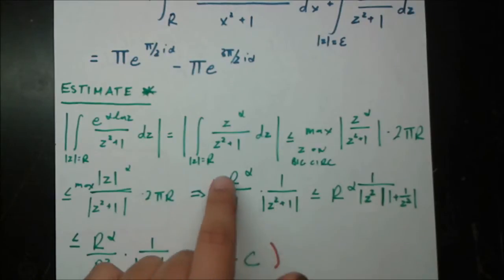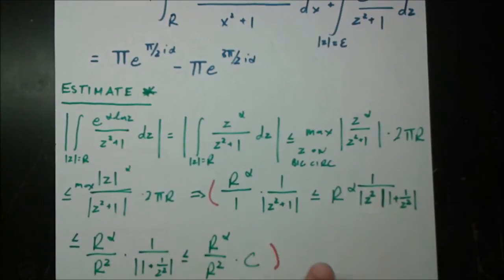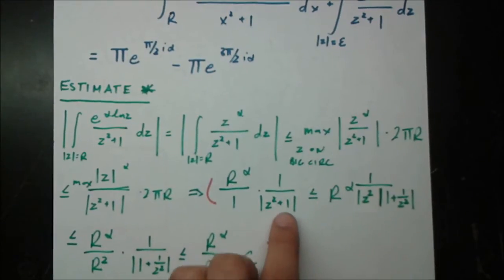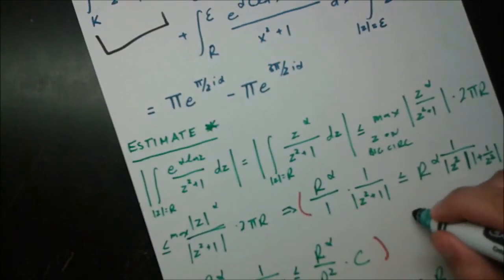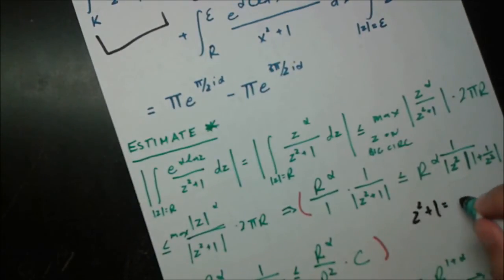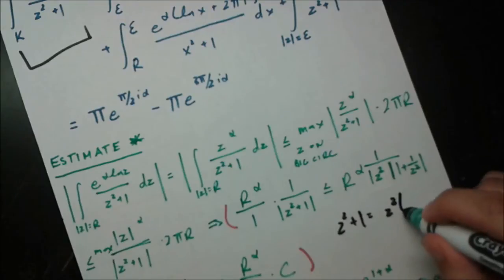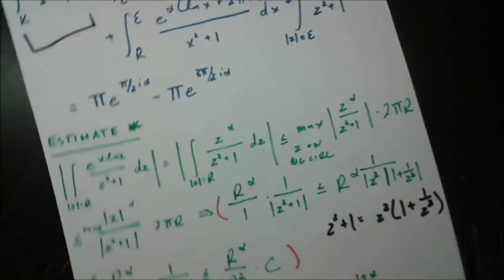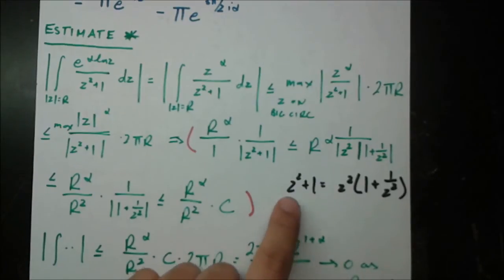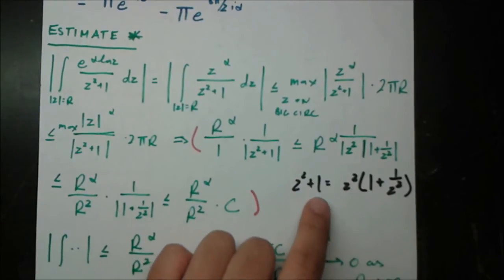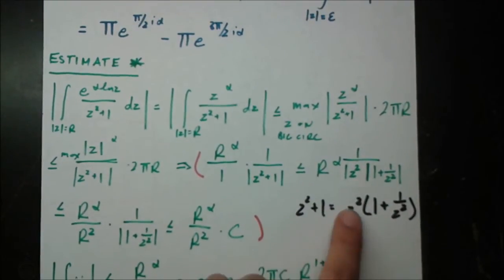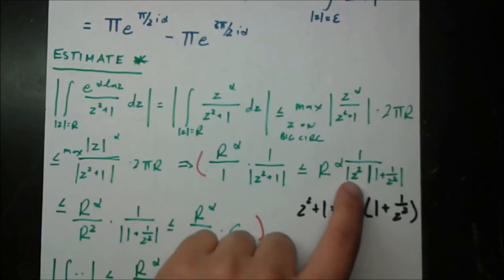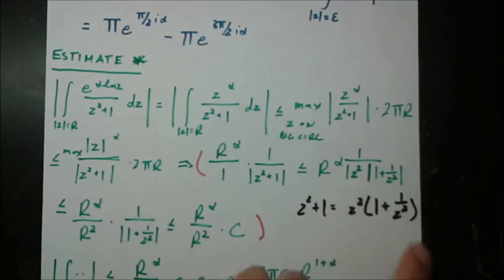This is less than or equal to, again, this r to the power of alpha remains, and I'm going to factor this a little bit. So I'm going to write z squared plus 1 equals z squared times the quantity 1 plus 1 over z squared, so we're left with 1 over 1 plus 1 over z squared, right? I can do this because all I've done is just factor out z squared. If you multiply back, you're going to get the exact same thing. So now I'm going to take the modulus of each of these terms right here, modulus of z squared and modulus of 1 plus 1 over z squared.